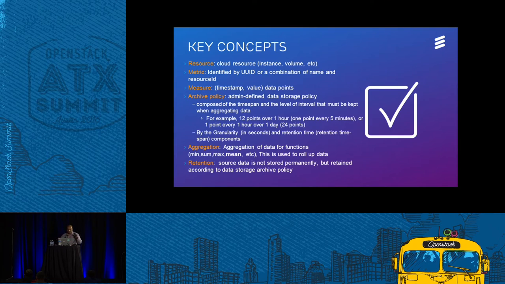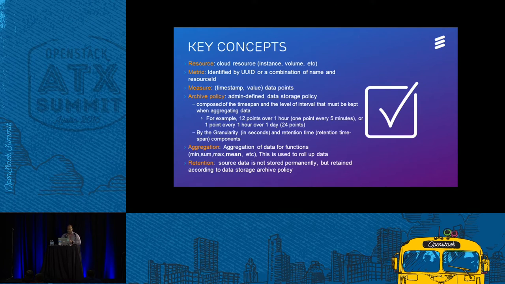Archive policy, so here is where there is a very big and key difference compared to Ceilometer. What is the archive policy? It's an admin-defined data storage policy. It's composed of a time span, and the level of the interval that must be kept while aggregating the data. So for example, I can retrieve data like 12 points over 1 hour, that is 1 point per 5 minutes. Or I can have 1 point every 1 hour over 1 day, that is 24 points. So it automatically keeps on rolling up as it retrieves data.